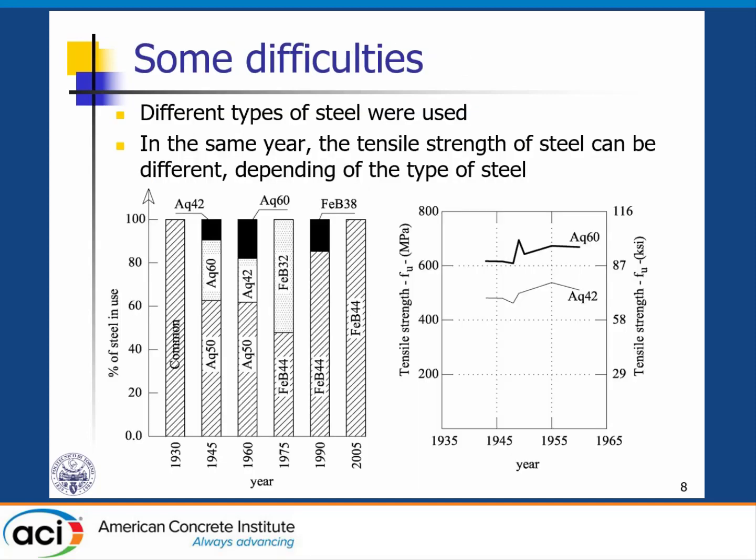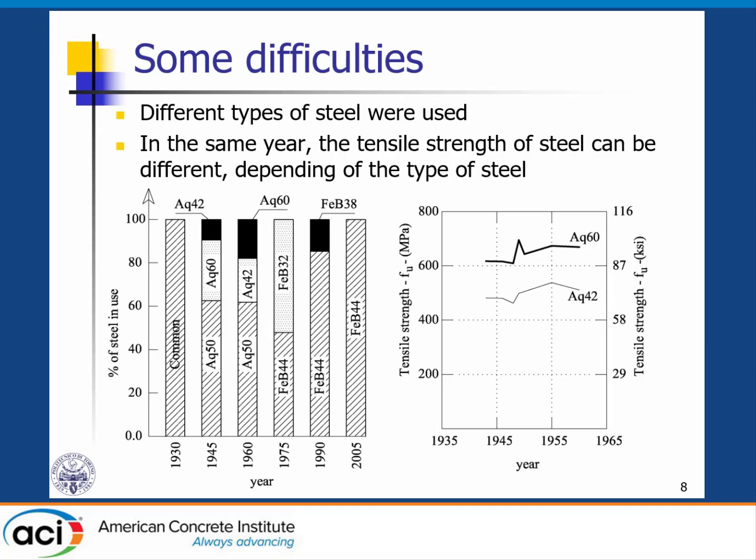So for creating the prediction model, we had some problems, because over the years, the type of steel was not the same. Up to the 40s, there was only one type of steel.